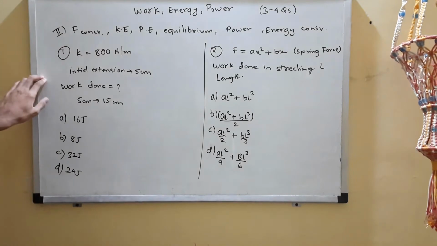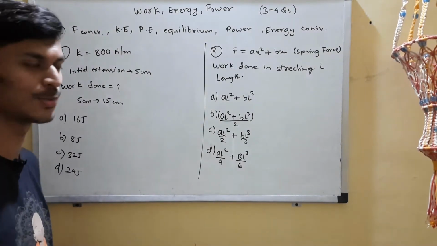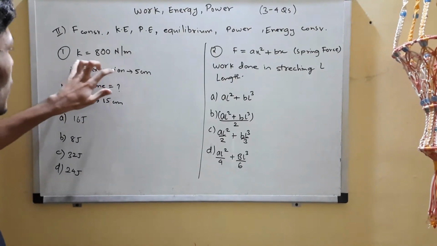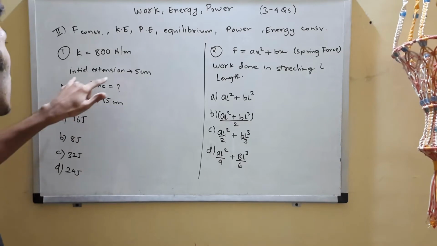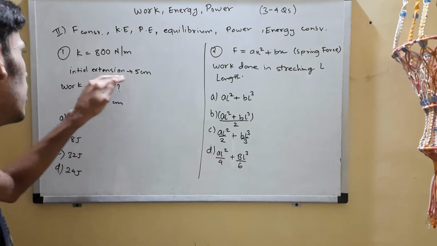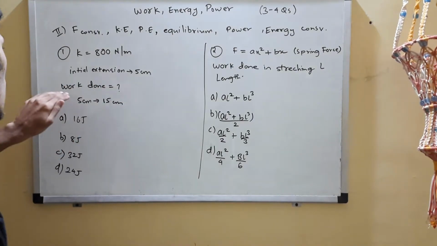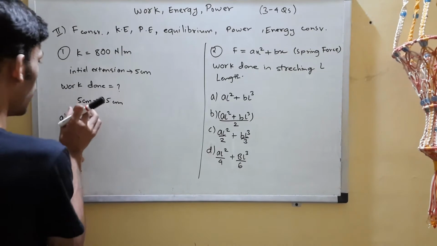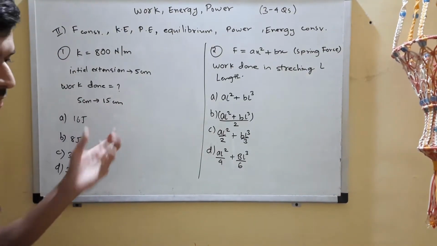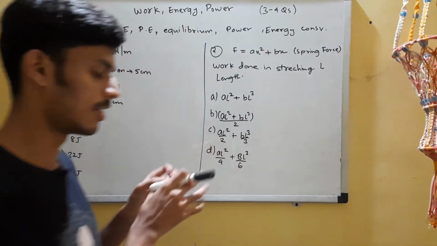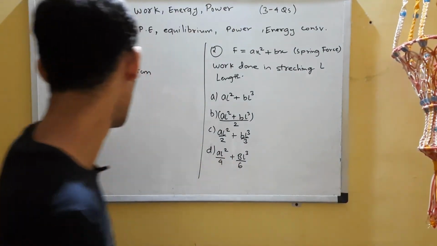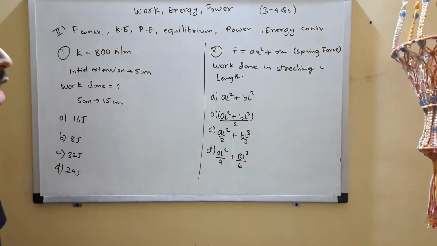So question number 1 over here, you are given a spring. I told you springs are favored, right? They are the privileged ones. So the K value of a spring is given over here. The initial extension of that spring from the natural length is 5 centimeters. What will be the work done if you extend it from 5 centimeters to 15 centimeters from its natural length? You are supposed to tell what is the work done.